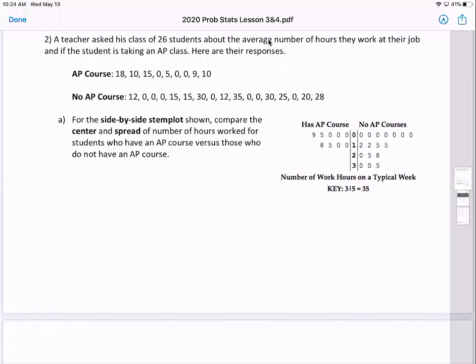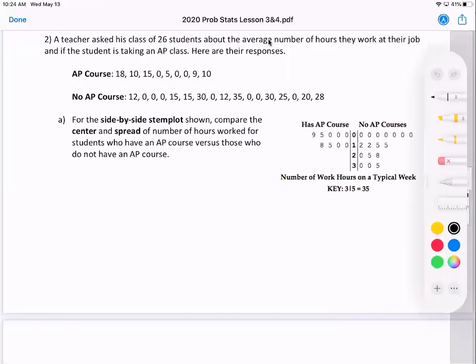So a teacher asked his class of 26 students about the average number of hours they work at their job, and if the student is taking an AP class. Here are their responses. Students who are in an AP class, this student, for instance, works an average of 18 hours a week compared to this student, for instance. I guess they don't have a job. And then these are students who don't have AP classes. And we'll see if there's a relationship between work schedules, getting hourly pay at jobs, between students who have AP courses and those who don't.